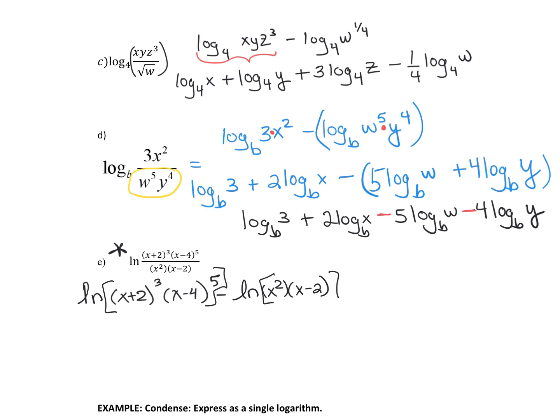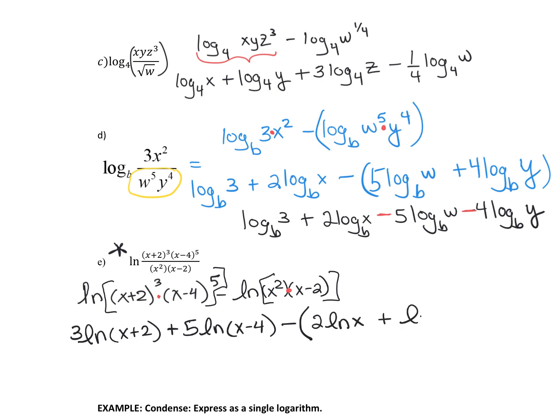So these also have this multiplication in here. So now I'm going to make this the natural log. Oh, actually 3 times the natural log of x plus 2 plus 5 times the natural log of x minus 4 minus 2 times the natural log of x plus the natural log of x minus 2. Notice I kept that in parentheses, and then the last step would be to distribute.